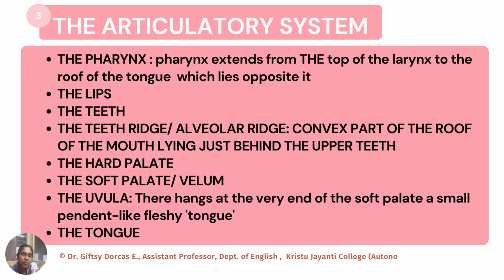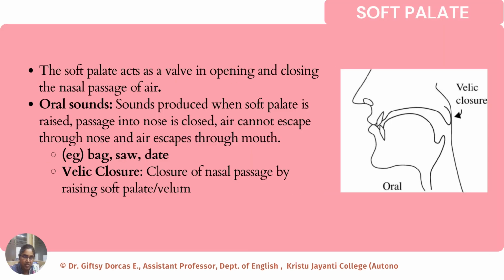And after the velum, you have a small tongue-like projection which hangs, and that soft tongue-like projection is called the uvula, and it is fleshy, and it is in the small shape of a tongue. And then finally you have the tongue. So these are the articulatory system organs. And now, a description of a few of the organs.